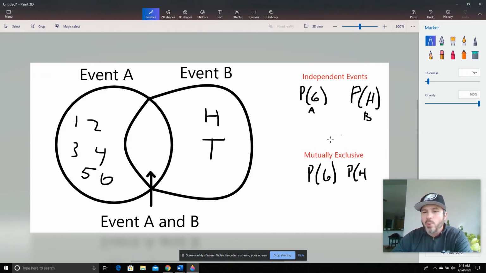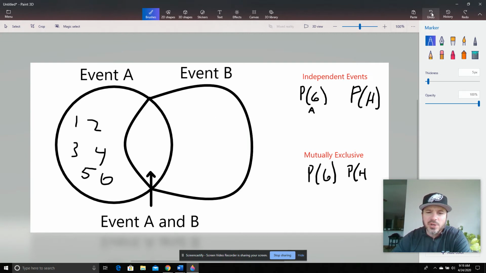Okay. We can see that they're also mutually exclusive because there is no overlap here. So since there's nothing in this section right here, we know they're mutually exclusive. They're totally different events. I can't be both at the same time. Okay. So let's look at another scenario.